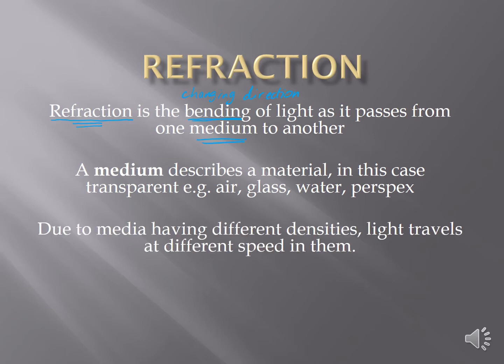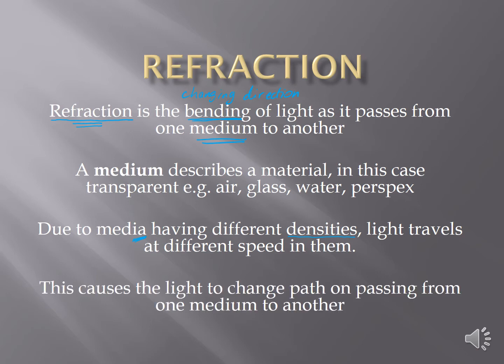Due to media having different densities, light travels at different speeds in them. Media is the plural of medium, so more than one. They have different densities. So how tightly packed are the atoms and molecules that make up the medium? That determines how much each medium slows down the light that travels through it. And when it changes speed, light changes direction. This causes the light to change paths on passing from one medium to another.